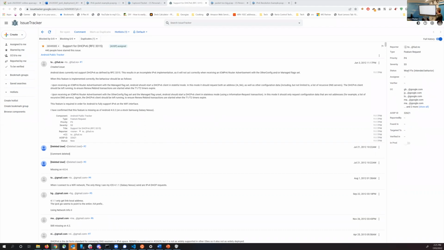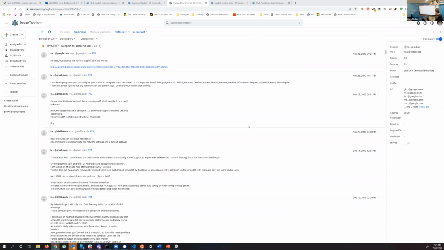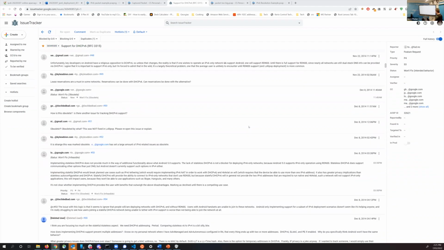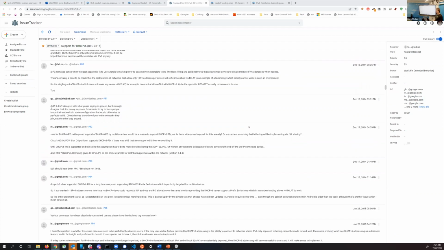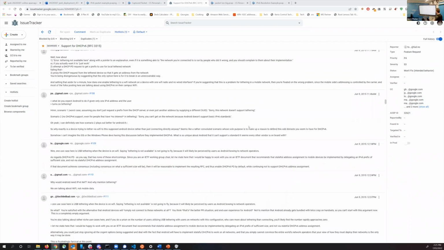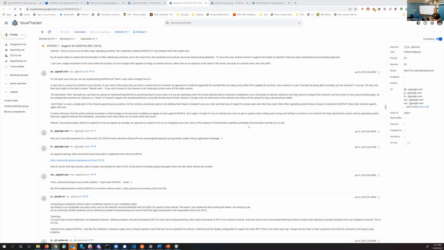The current status is "won't fix." SLAAC addressing works fine, but it doesn't support DHCPv6 ever, so you can't even send options. If you read any of the more recent replies, you'll see a lot of people screaming and yelling, and have done for many years now. A lot of people are basically saying, hey Google, if you don't deploy this, how am I supposed to manage my enterprise network with Android devices?